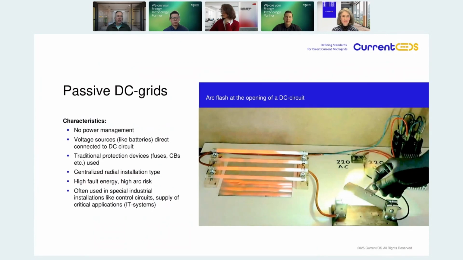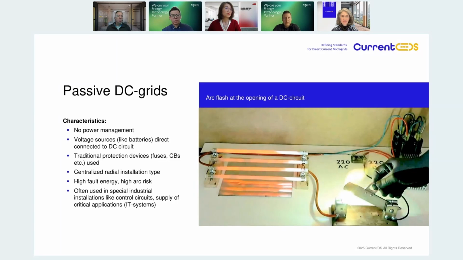Passive DC grids are the traditional technology since decades. The characteristics are no power management, the voltage sources are directly connected to the DC circuit, there are protection devices like fuses and circuit breakers, there is a centralized architecture, there is a high fault energy and a high arc risk, and they are often used in special industrial installations like control circuits or supply of critical systems.